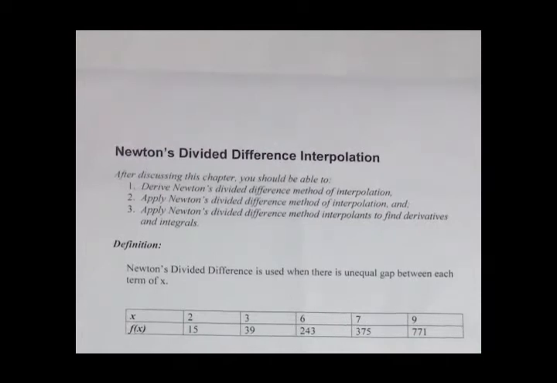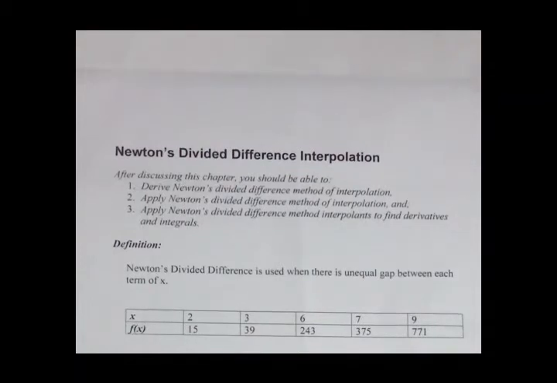So, yung definition ni Newton's divided difference interpolation is used when there is an equal gap between each term of x. Kasi may iba't ibang klase tayo ng interpolation, but for specific Newton divided difference method, we are using this to solve those problem that has an unequal gap between each term of x.